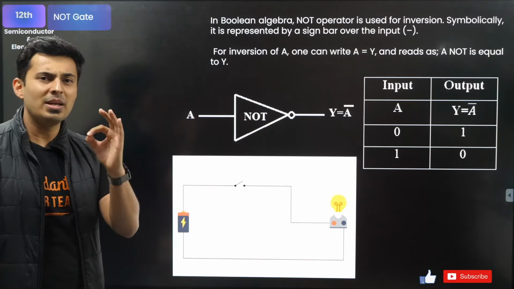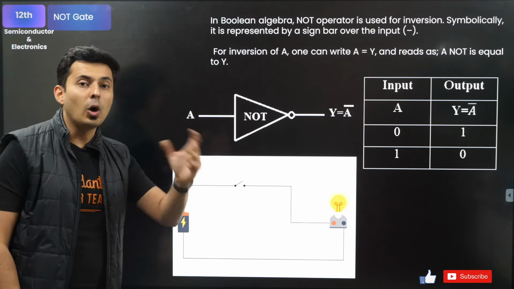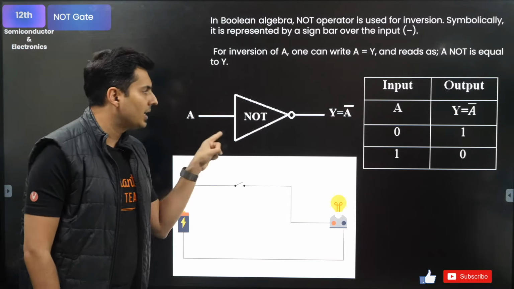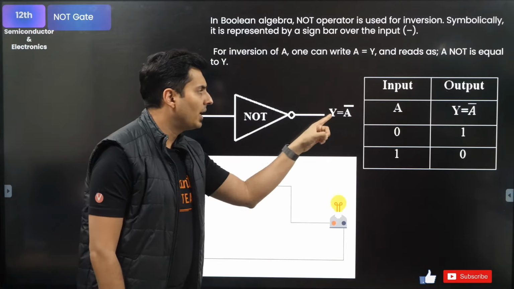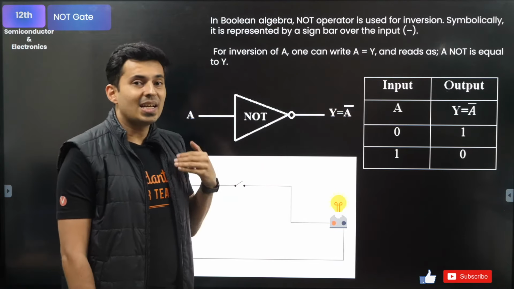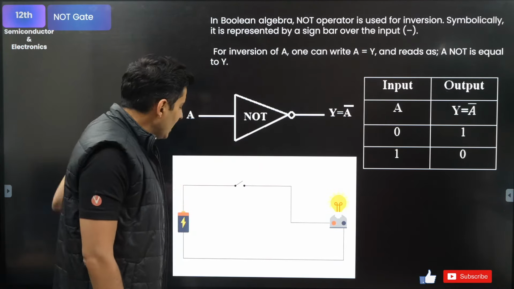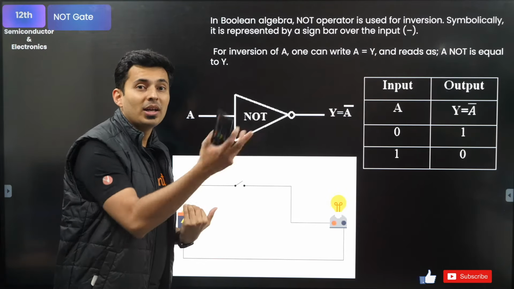The first one is called the NOT gate. The NOT gate is symbolized like this with a triangle and a dot, and mathematically you put a bar. So when I say NOT, it means if my input is a yes, the output is a no.